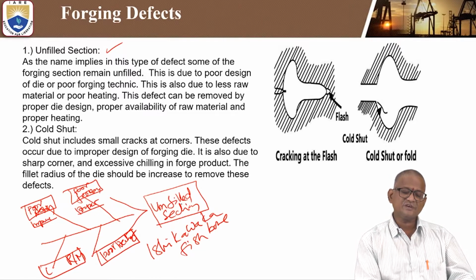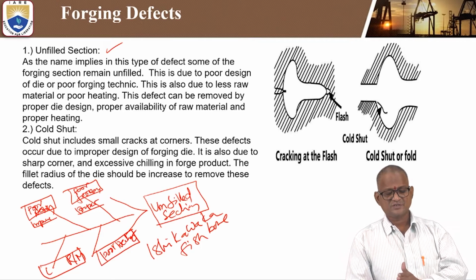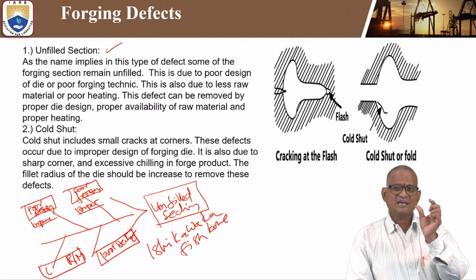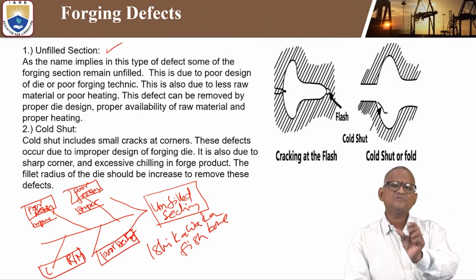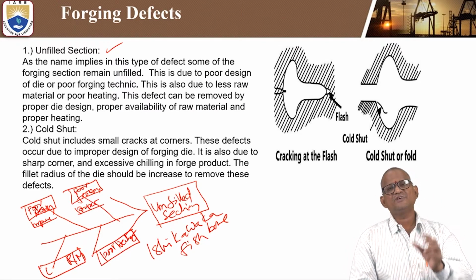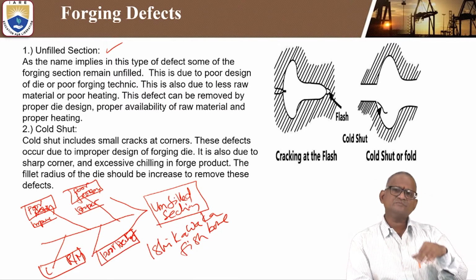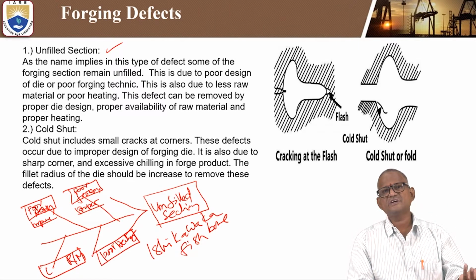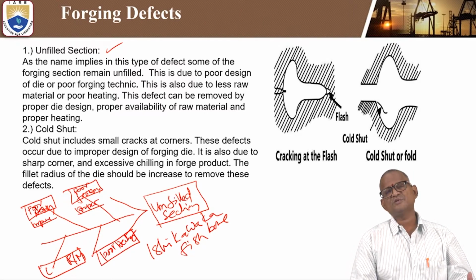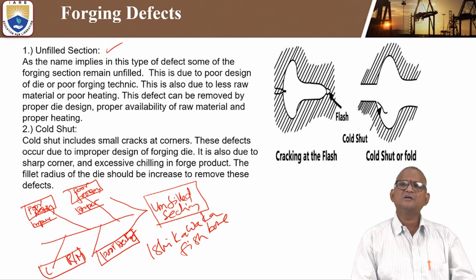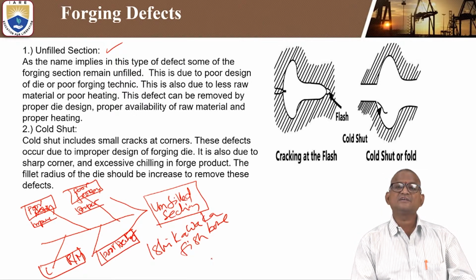To eliminate this defect, you can apply a remedy for each of these causes. Poor design: proper design should be maintained. Poor forging technique: a corrective technique should be used. Less raw material: use the exact amount of raw material. You can take the weight of the workpiece sample, either 50 grams, 100 grams or 150 grams; the same amount of raw material kept in the die is the amount that comes out in the product. And also poor heating.